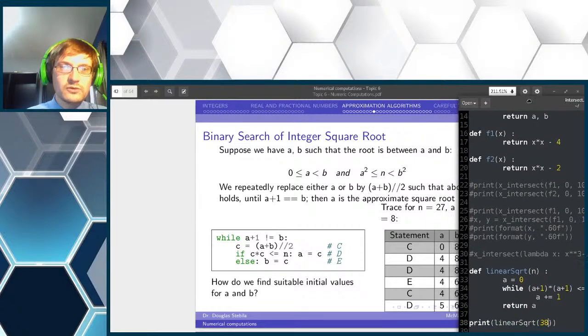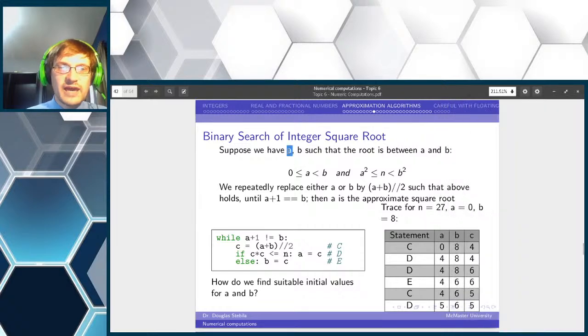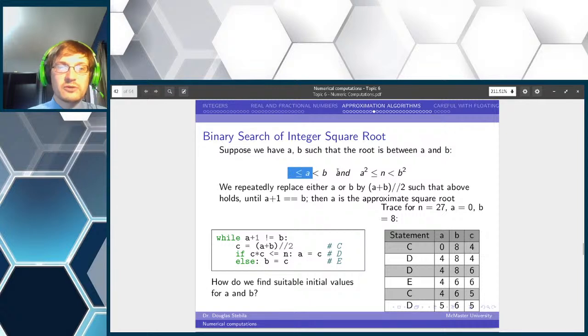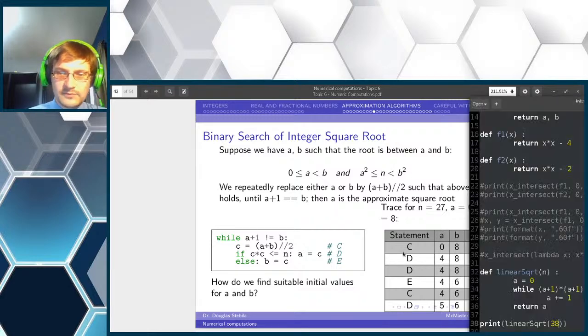So we're going to suppose that we have an A and a B such that the root is between A and B. So A is greater than or equal to 0, and B is always greater than A. And when we finish, we want A squared to be less than or equal to n, and B squared to be greater than n.